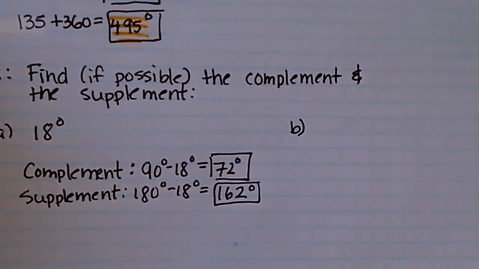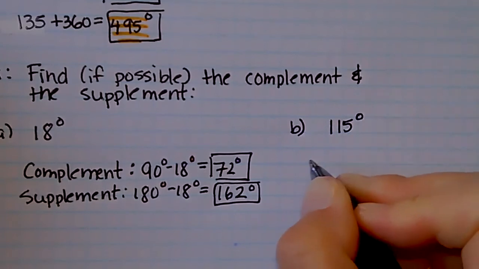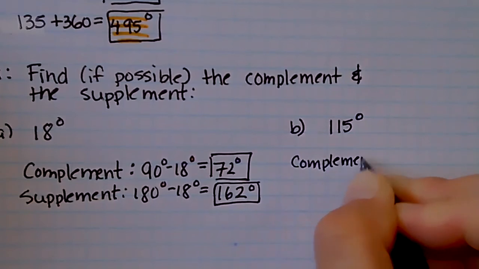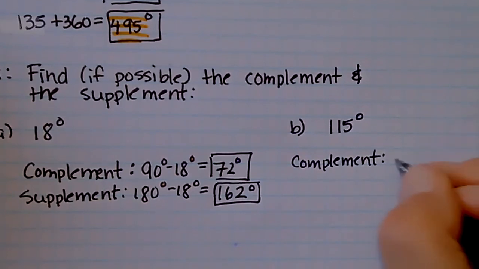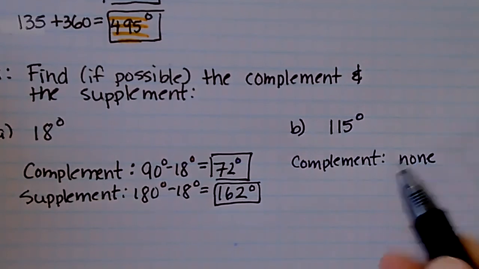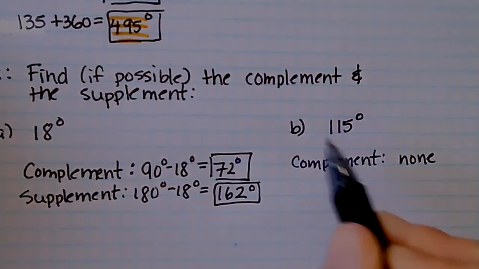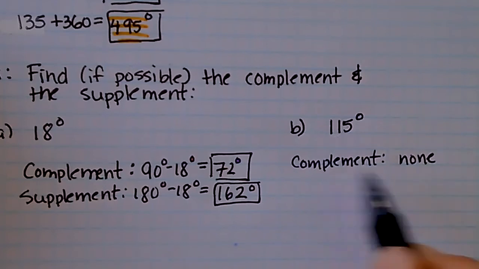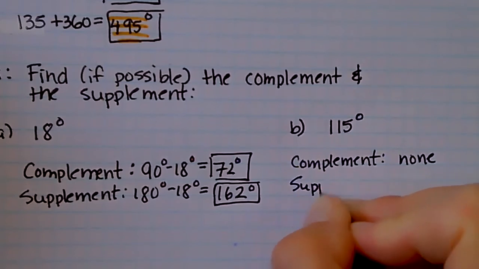Okay, let's say we try 115 degrees. Okay, now for 115 degrees, the complement is going to be impossible. There's going to be none because I'm already at more than 90 degrees. Okay, so if I'm at more than 90 degrees, I am not going to have a complement. I have to have something less than 90 degrees that I'm trying to add to get to 90 degrees. So no complement.